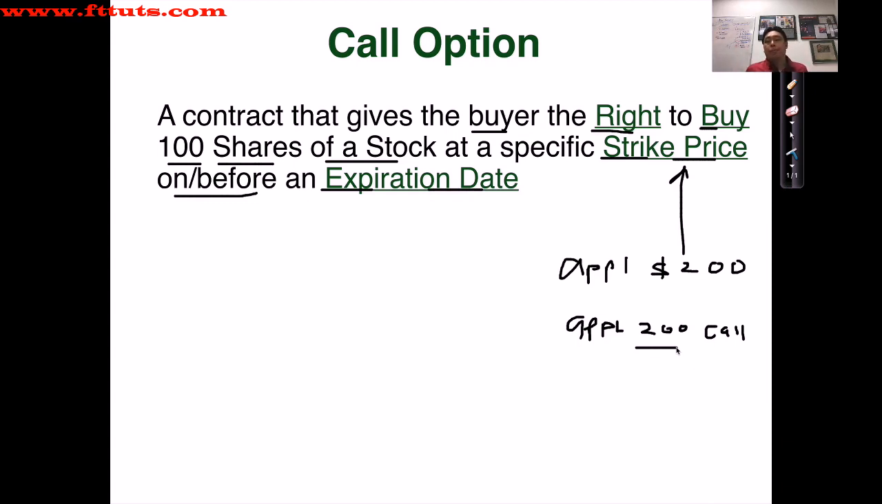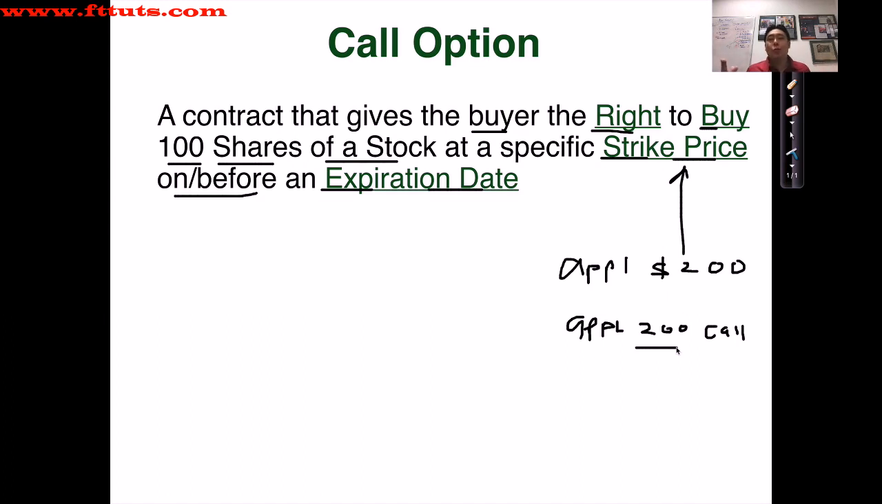Okay, so if Apple goes to $300, $400, $500, guess what? You can still buy at $200 because you have locked in the price. But you must do it before an expiration date. So again, you could buy an option that expires in 30 days or 60 days or even a year. And within that time, no matter where Apple goes, you can always buy it at $200. Cool? Yeah.